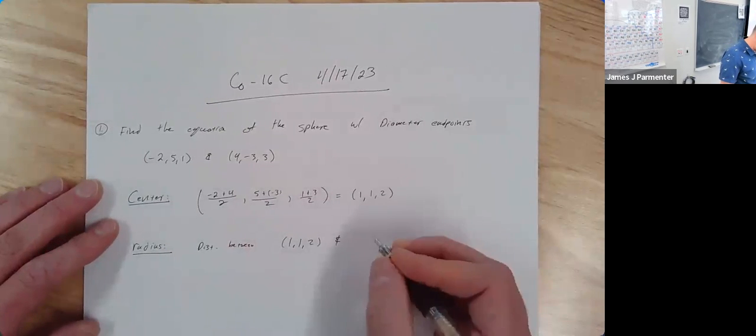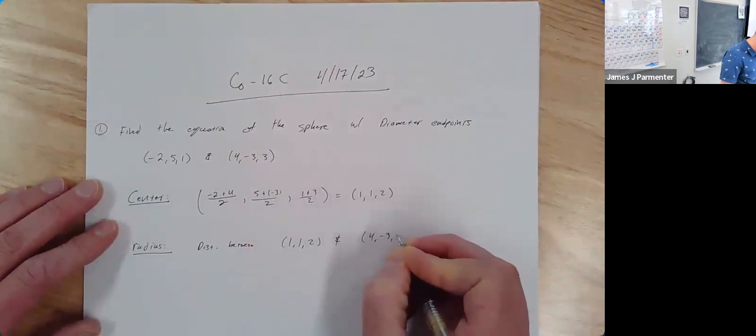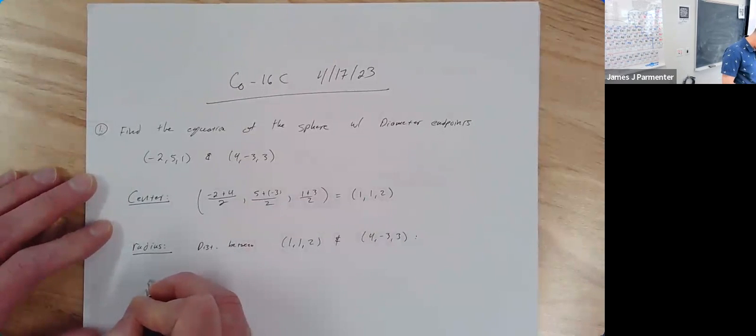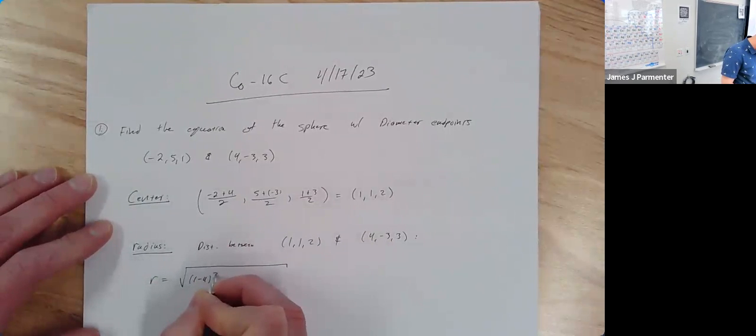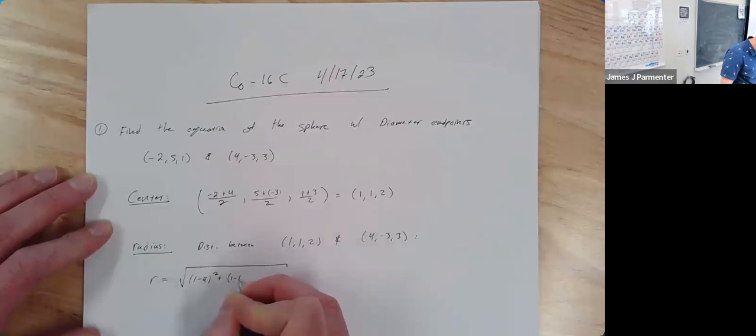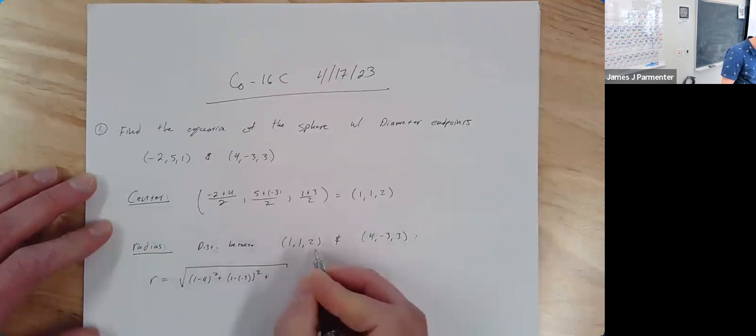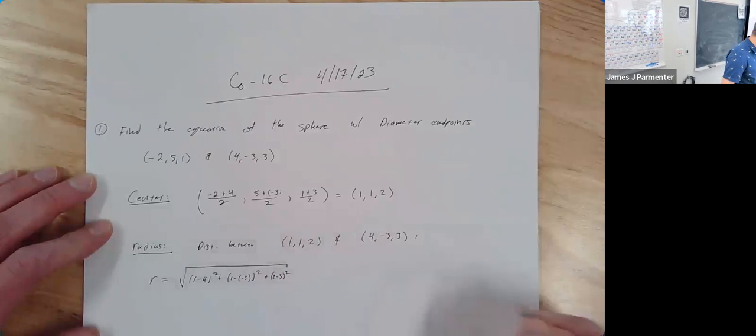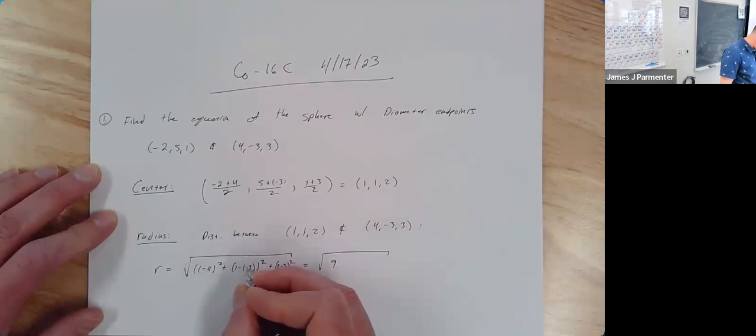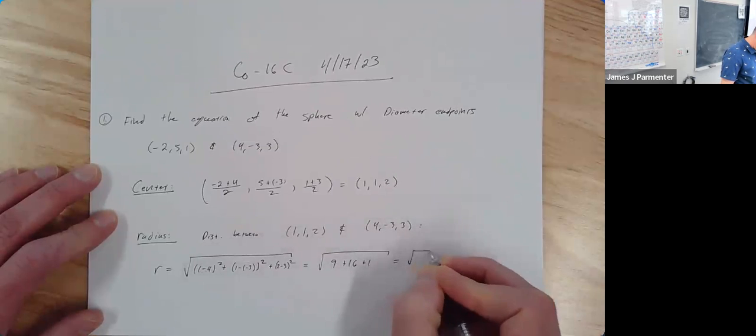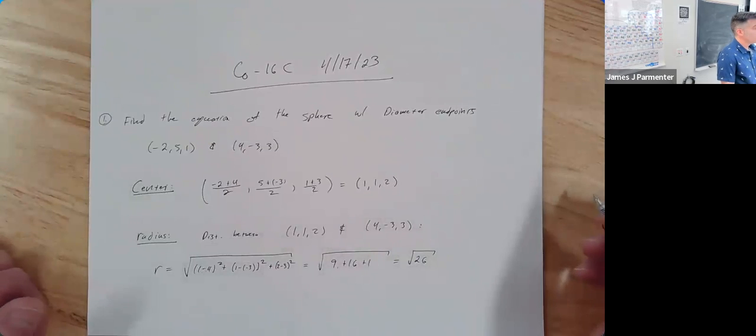I'm going to pick the second one, 4, -3, 3. That's going to equal the square root of 1 minus 4 squared plus 1 minus -3 squared plus 2 minus 3 squared. Simplifying that out, we get the square root of -3 squared, which is 9. 1 plus 3 is 4. 4 squared is 16. And -1 squared is 1. The square root of 9 plus 16 plus 1, which is the square root of 26, which doesn't simplify any further.